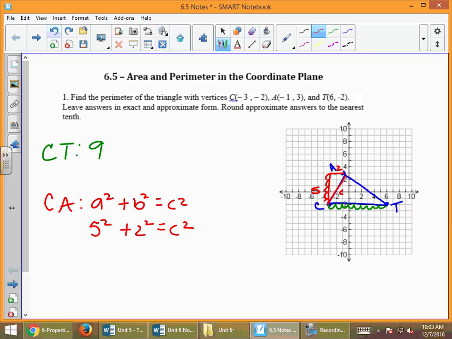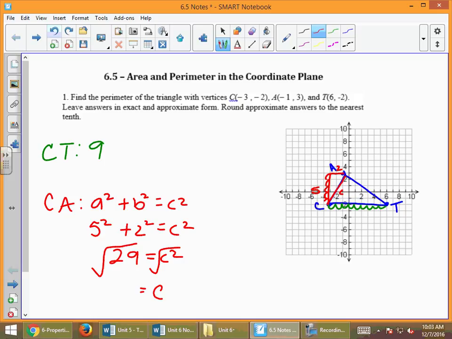To save time, I just plug that into my calculator right away. If you want to break it down into an extra step, totally fine. But let's save ourselves some time. What's 5 squared plus 2 squared? 29. Save yourself a step. And then what do we have to do to both sides? Square root. Yeah, you can save time and just do it all in one step there.